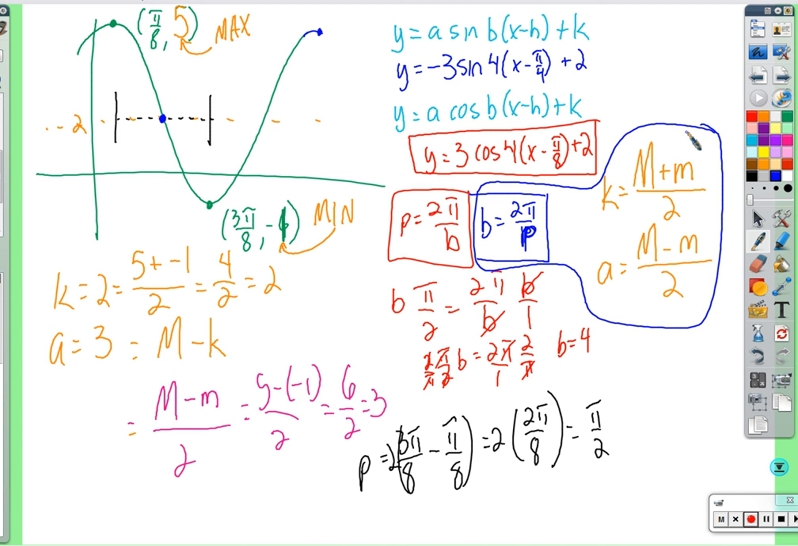What does it look like to you? Does it look like a cosine wave that got moved? Does it look like a sine wave that got moved? Is that sine wave or cosine wave upside down? Should there be a negative in front? Infinite number of possibilities. Absolutely.